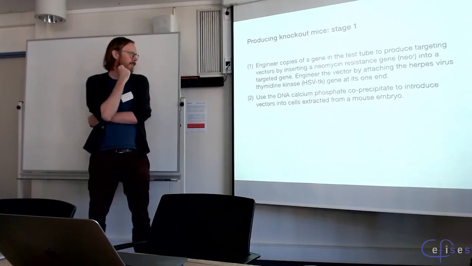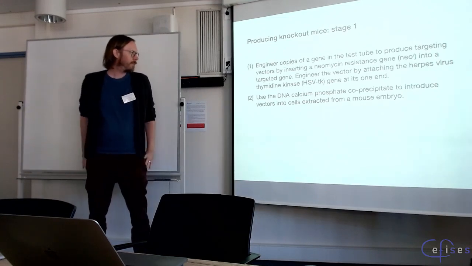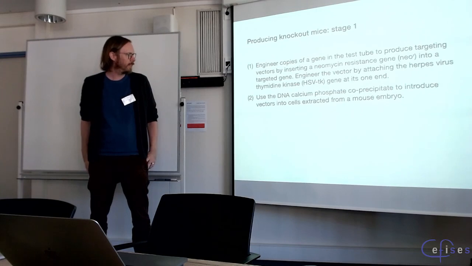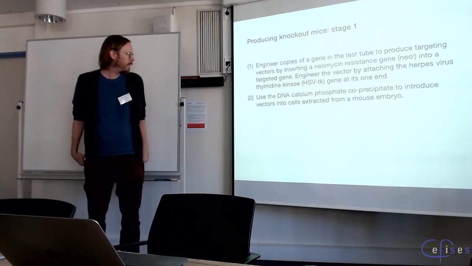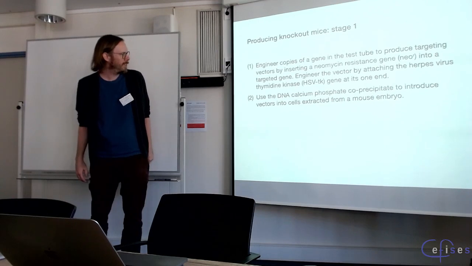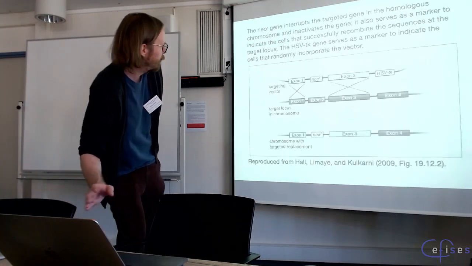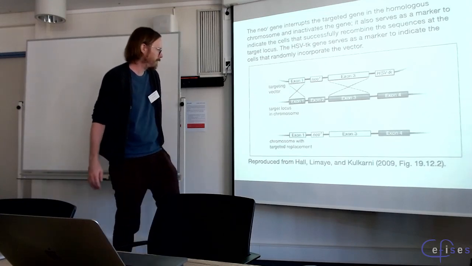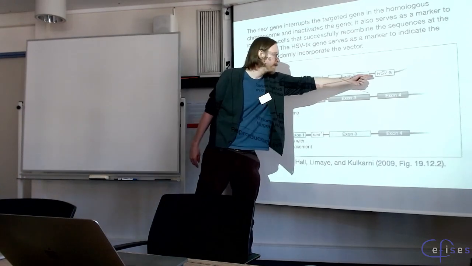First, you engineer copies of a gene in the test tube to produce targeting vectors by inserting a neomycin resistance gene into the targeted gene, and then engineer the vector by attaching the herpes virus thymidine kinase gene at its one end. And pictures help. So that's the NeoR, and this is the HSV-TK.